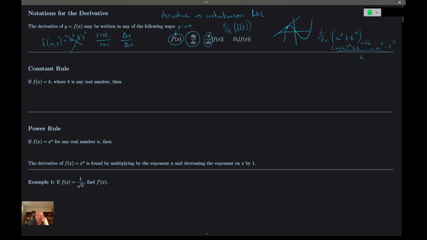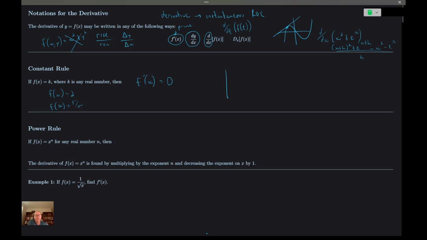They really are shortcuts. First one is the constant rule. So if you have f of x equals a constant, so f of x equals 2, f of x equals 5 halves, f of x equals 10, whatever it is. So f of x just equals a number. It's a constant function. Then the derivative of f of x is going to be 0.